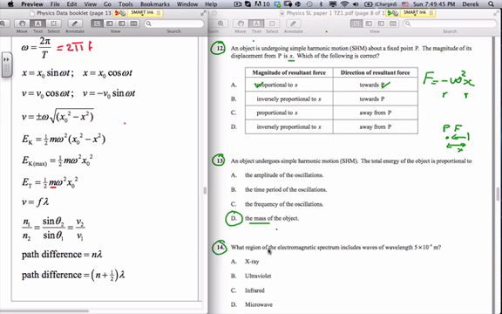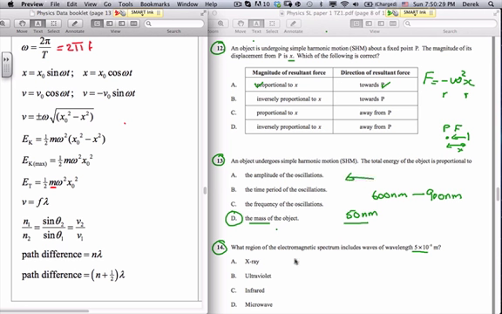Question 14. What region of the electromagnetic spectrum includes the waves of a wavelength 5 times 10 to the negative 8 meters? Well, we know that our visible spectrum goes from about 600 nanometers to, I suppose, about 900 nanometers. You should really just check it up. Now, 5 times 10 to the negative 8 is 50 nanometers. So this is a shorter wavelength, or a higher frequency.